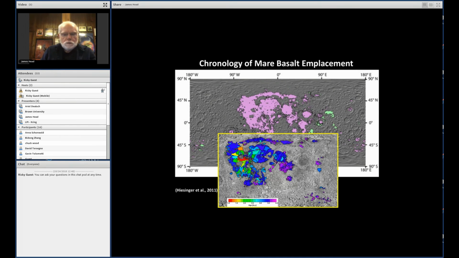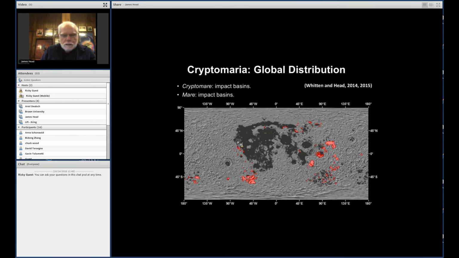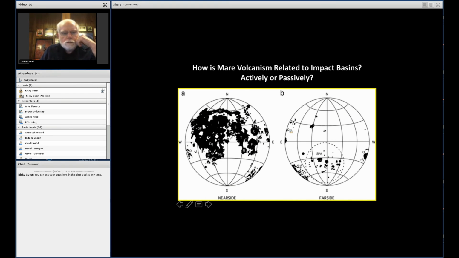So let's take a look first at the chronology of basaltic eruptions. And again, we have the cryptomare and the mare, and we point out that these things, as Jenny Whitten has pointed out, are really very closely related to impact basins. You can see them all here. So Jenny did another analysis in which she asked the question, how is Mare volcanism related to impact basins? Is it active or passive?